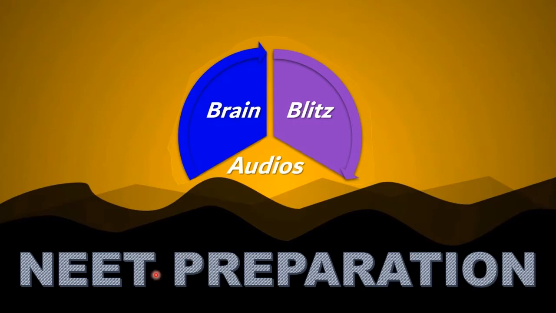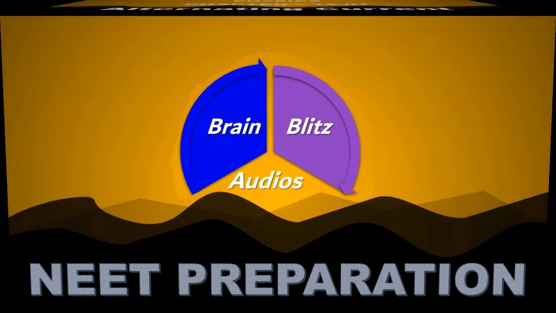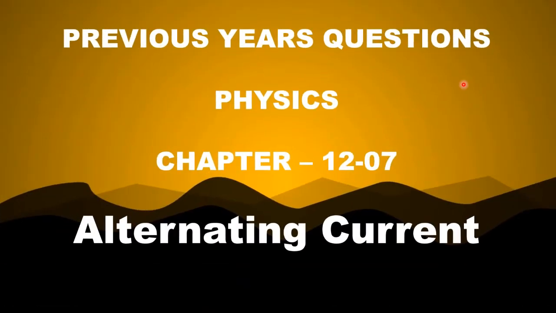Today, in this episode of NEET preparation, we'll be looking at previous year questions of physics in medical entrance examinations in India. Today we're dealing with alternating current. This is the 7th chapter in the grade 12 syllabus for physics in CBSE, and it is one of the most important chapters to be asked in previous year questions for physics.